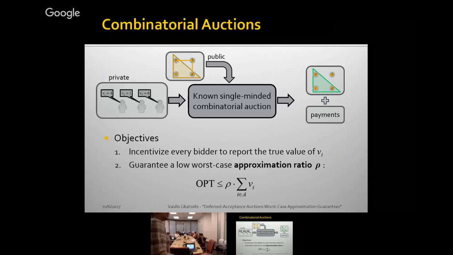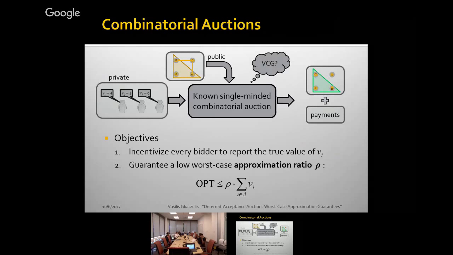And the objectives are going to be to incentivize every person to report the truth, and we're going to approximately maximize efficiency in this sense. So which is standard in computer science in a worst case approximation sense. So we want the optimal social welfare to be no more than rho times the social welfare that our algorithm, our mechanism achieves, right? So we want rho to be as small as possible on any given instance. So we want to give this worst case guarantee.